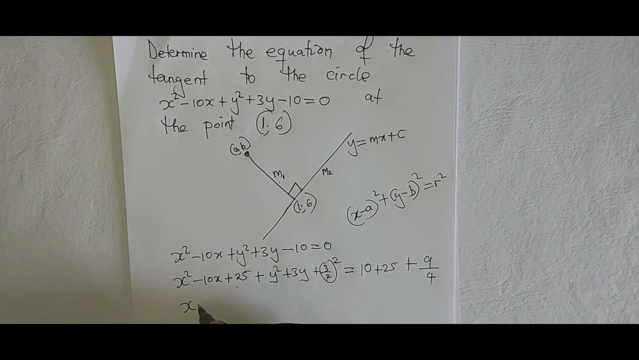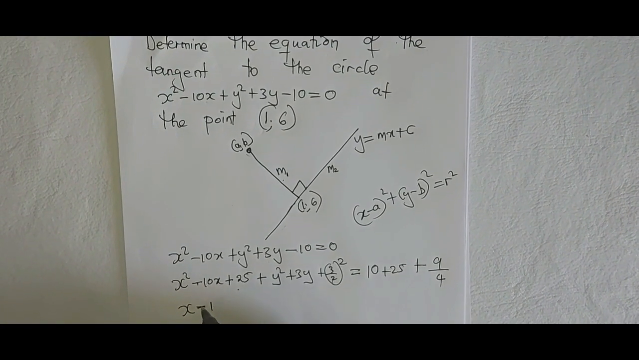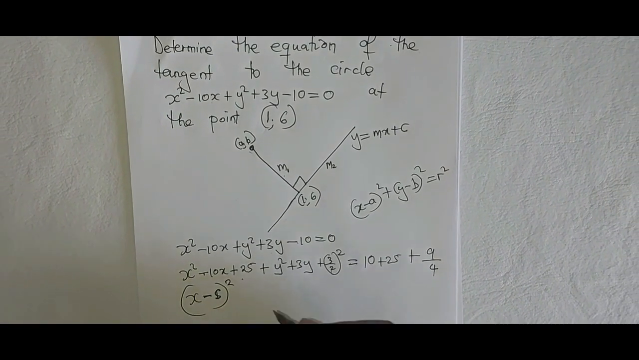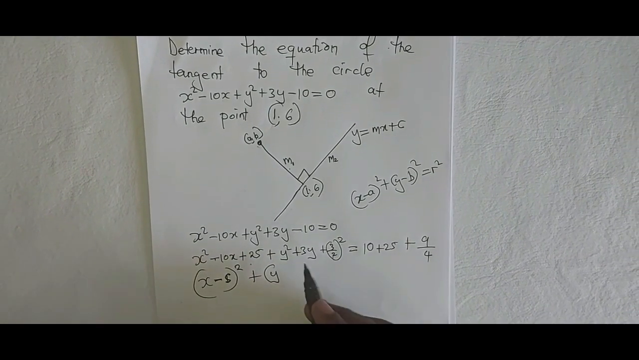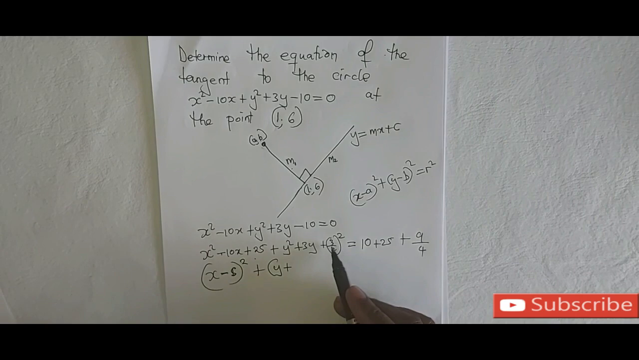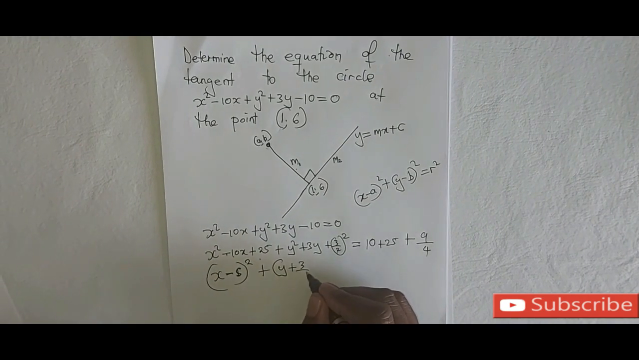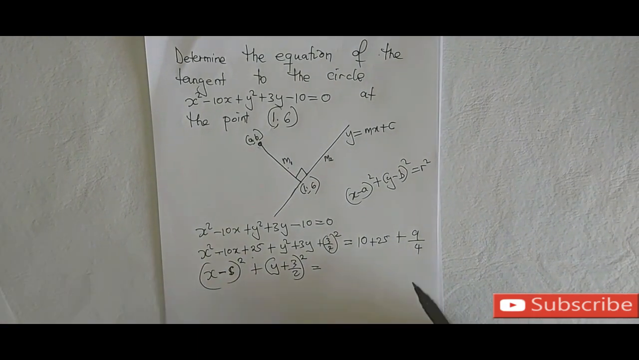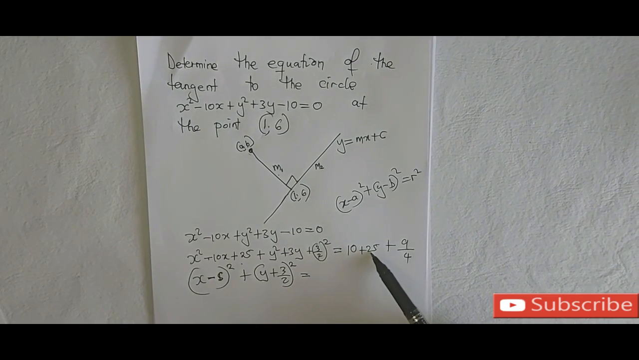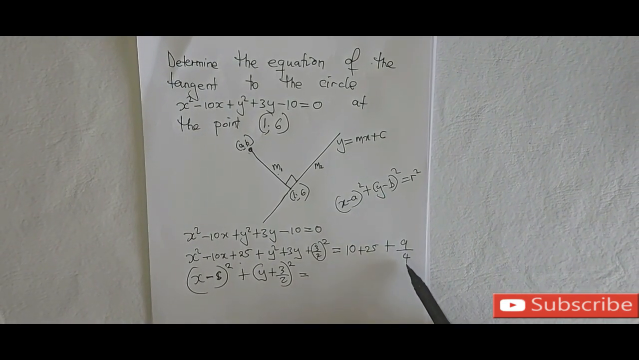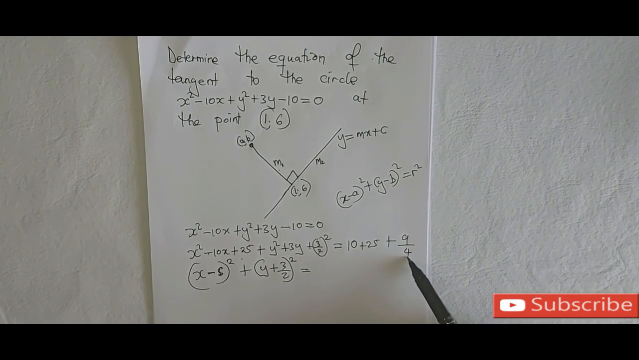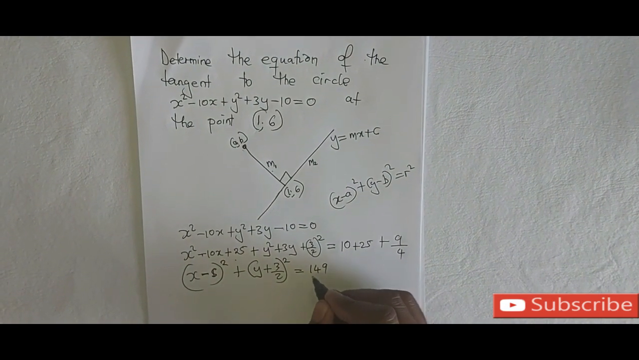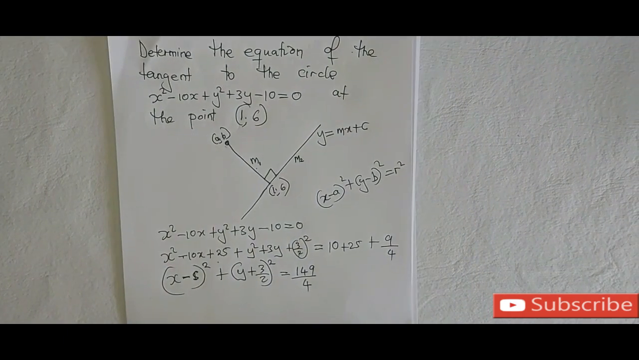It will be (x minus 5) squared, here is minus, therefore there is minus, square root of 25 which is 5, plus (y plus 3 over 2) squared, here is plus, which means it will also be plus, square root of (3 over 2) squared, that is 3 over 2, equals, then from there we add here 10 plus 25, that is 35, plus 9 over 4, which gives 149 over 4. You can still use your calculator there.